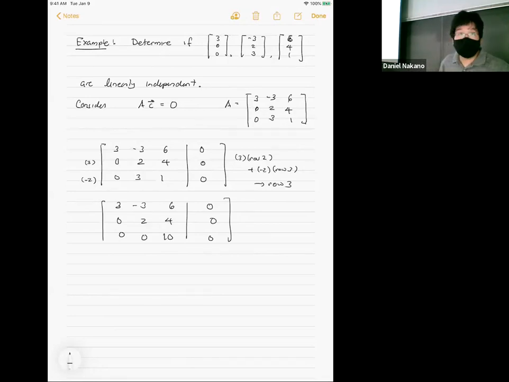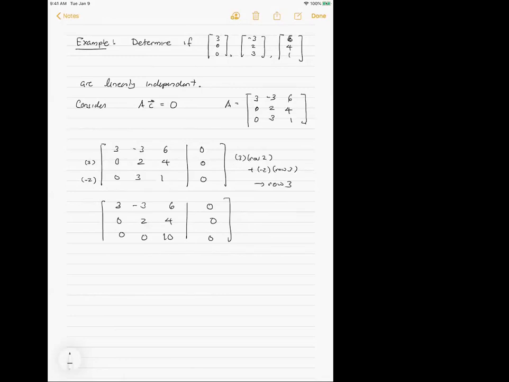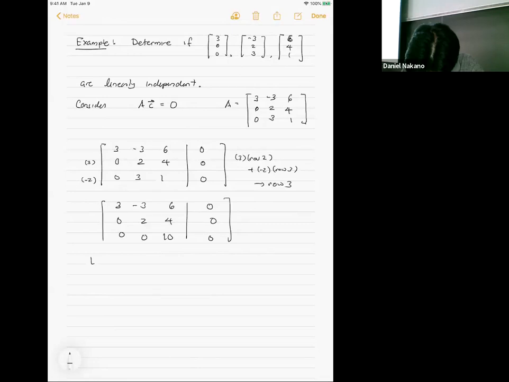Conclusion? Linearly independent. So this is linearly independent.